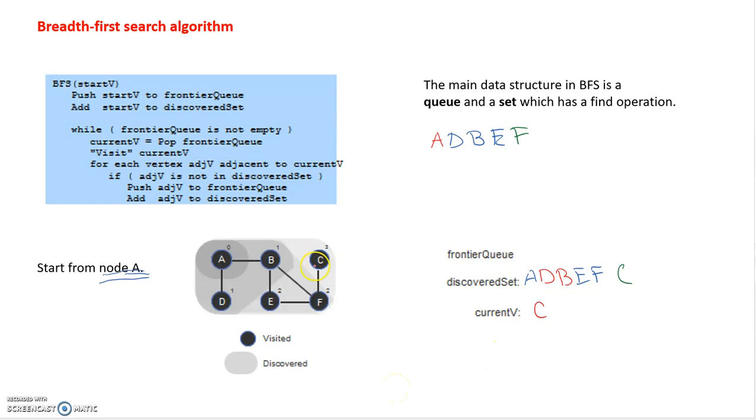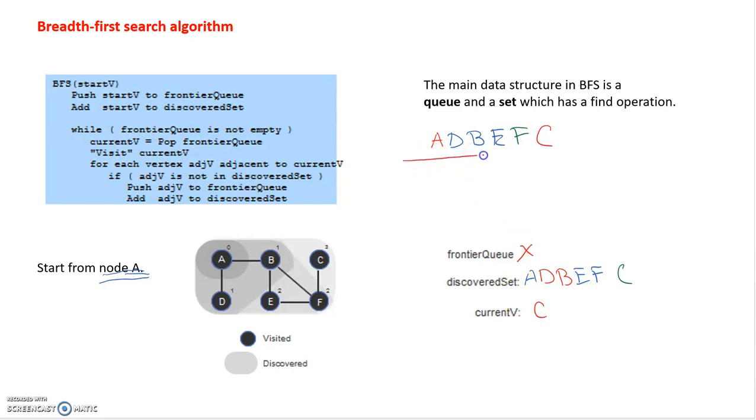and then look at all the nodes adjacent. We visit it. I forgot to mention that, so we'll visit it. There's C. And then we'll look at all the adjacent nodes to C. In this case, it's only F. F is in the discovered set. The if statement is not executed. You go back to the top of the while loop. Frontier queue is empty, and we are done.